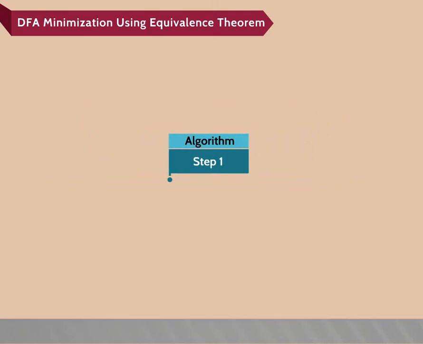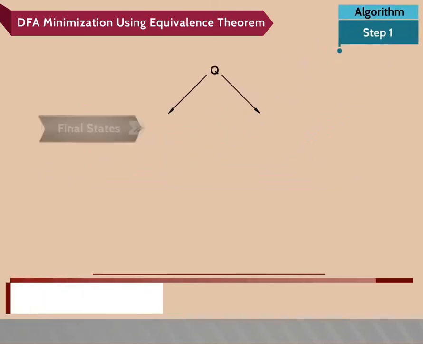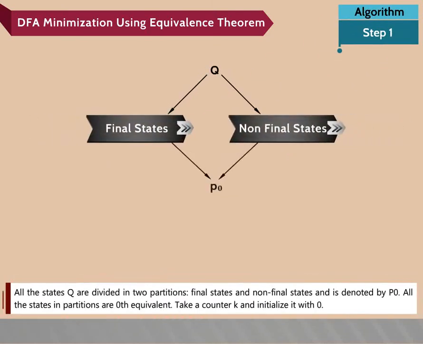Algorithm. Step 1. All the states Q are divided into two partitions, final states and non-final states, denoted by P0. All the states in a partition are zeroth equivalent. Take a counter k and initialize it with 0.